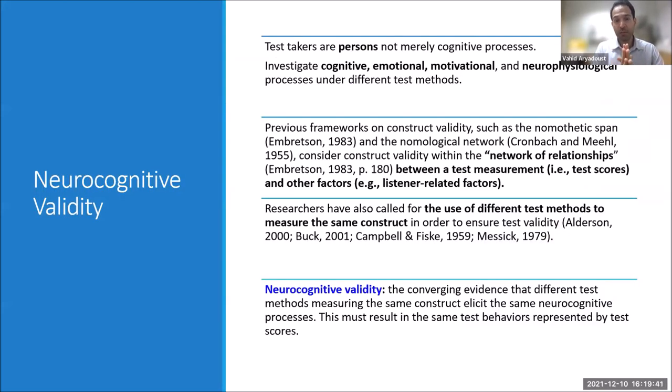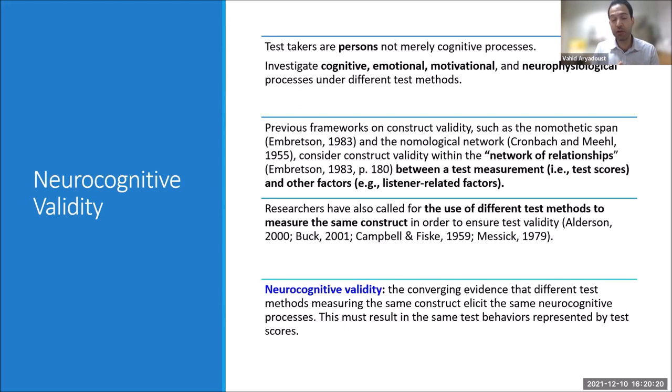A long story short, what I would like to say is that based on our current research, I believe that test takers are persons, not just cognitive processes. So as the previous presenters mentioned, in order to find out what is going on under test conditions, we need to look into several different dimensions of test taking, such as cognitive, emotional, motivational, and neurophysiological processes, to create this holistic image of test taking.